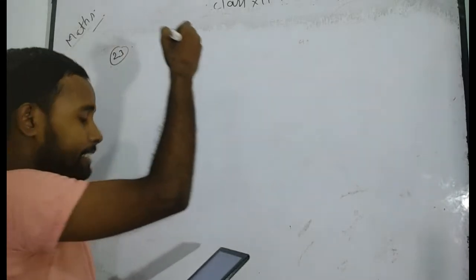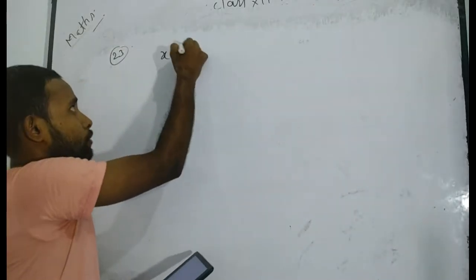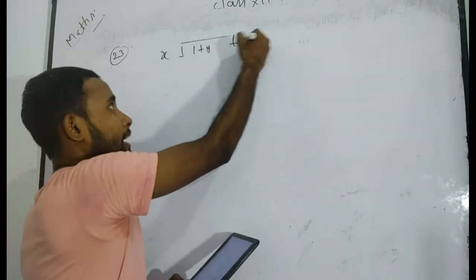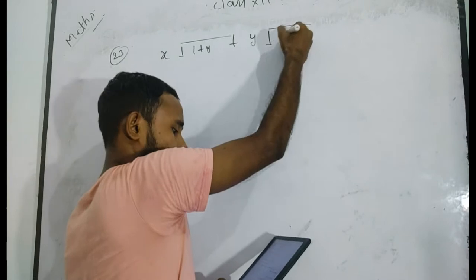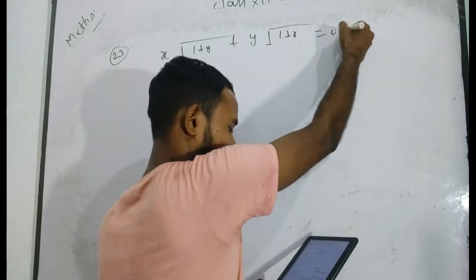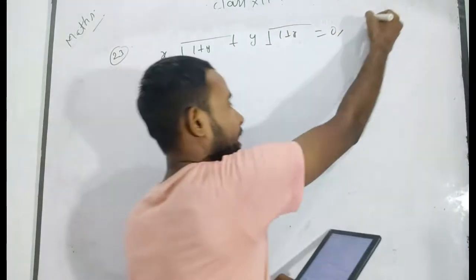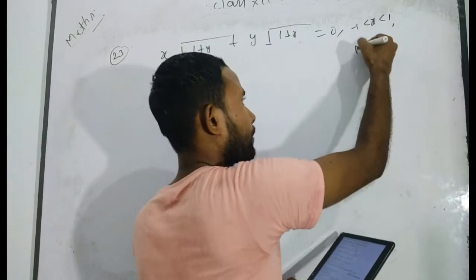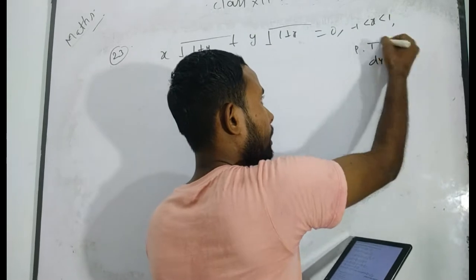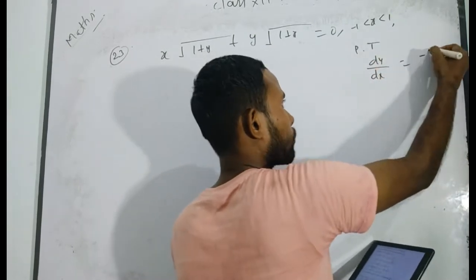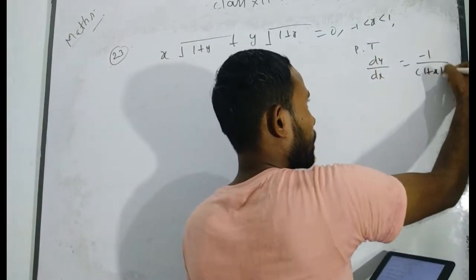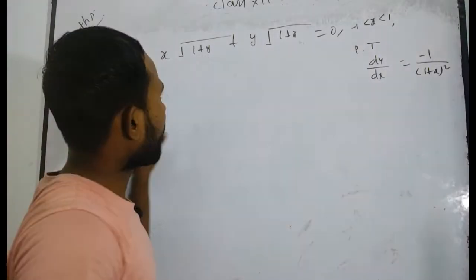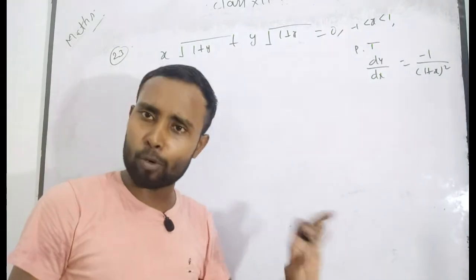23, very interesting. x times root under 1 plus y, plus y times root under 1 plus x, is equal to 0. Prove that, here there is also some restriction, x is between minus 1 and 1, and prove that dy/dx is equal to minus 1 upon (1 plus x) square. You have to prove it. Again, I will suggest how you can solve it: simply differentiate on both sides and proceed.